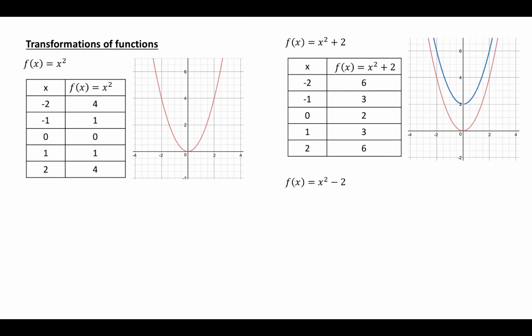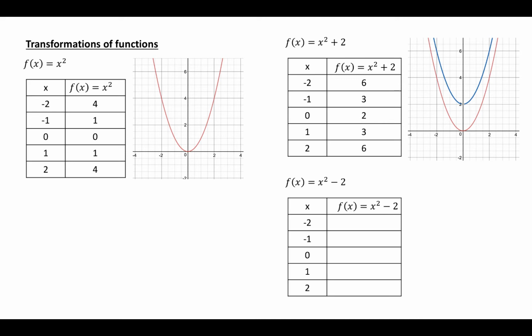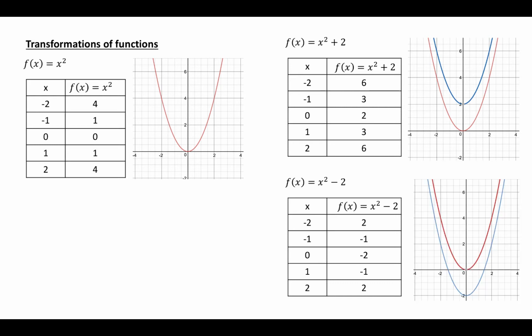Let's look at what happens when we graph the function f of x equals x squared minus 2. We will again use the same x values as we used in the last 2 examples, and this time the function values are 2 less than each of the values in our original function. So when we subtracted 2 from each of the function values, the result was that the graph was shifted down 2 units. So let's make some vertical shift generalizations.